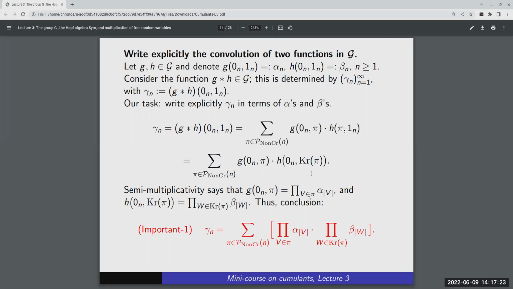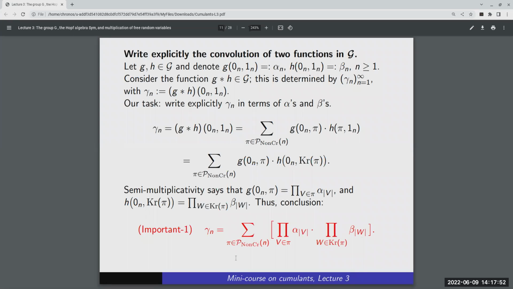Okay, semi-multiplicativity, as I wrote already a bit earlier, factors this thing. G0 pi is a product of alphas, H of 0 Kreweras of pi is a product of betas. Okay, replace everything, and this is the important formula, first incarnation: when you do the convolution of two multiplicative functions and you want to write the gamma in terms of alphas and betas, this is what you get.